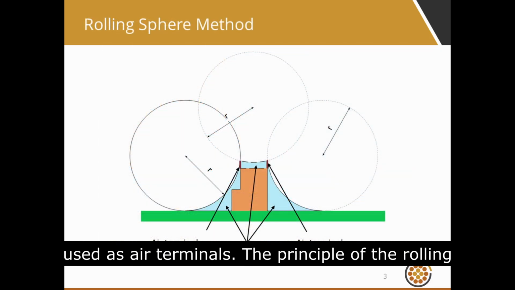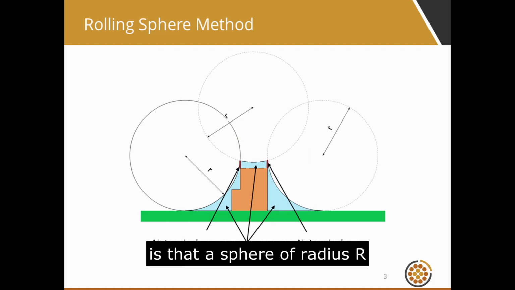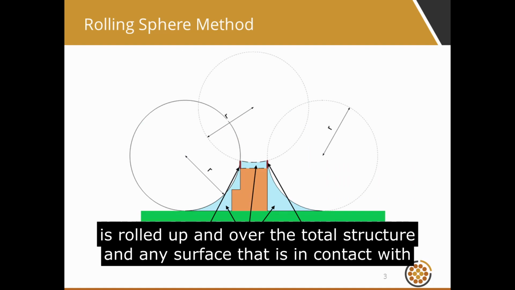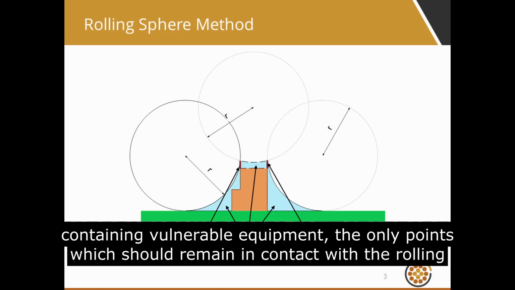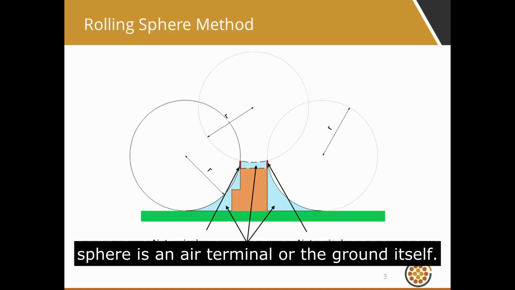The principle of the rolling sphere method is that a sphere of radius R is rolled up and over the total structure, and any surface that is in contact with the sphere is prone to lightning strikes. Therefore, for an installation containing vulnerable equipment, the only points which should remain in contact with the rolling sphere is an air terminal or the ground itself.